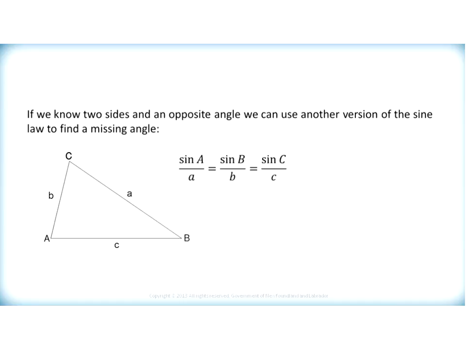So for triangle ABC, we can rewrite the sine law in a slightly different fashion. What we've done is flip all our fractions over. So now we have sine A over A is equal to sine B over B, which is equal to sine C over C. Side A and angle A are still related, as are side B and angle B, as well as side C and angle C.